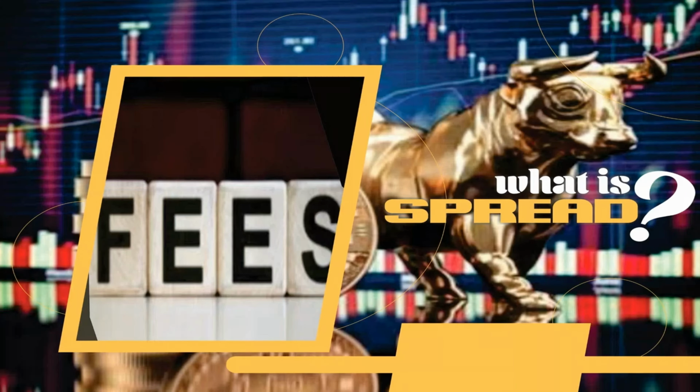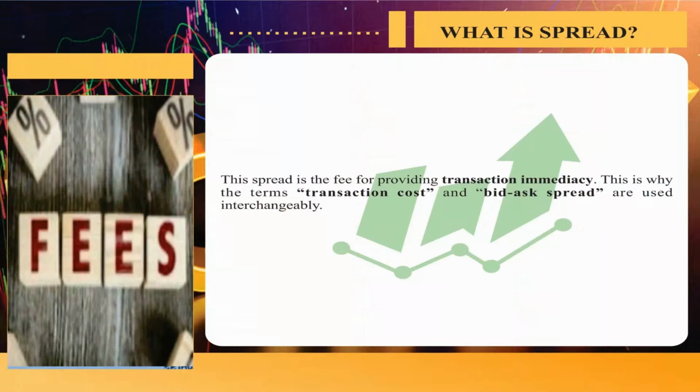So, we'll be talking about what is spread. Spread is simply the amount which you pay your broker for performing a transaction in the market. It's just like the fee you pay an agent for performing an activity, or a tax. It's a very small amount of money you pay your broker when you take trades, whether you're buying or selling.